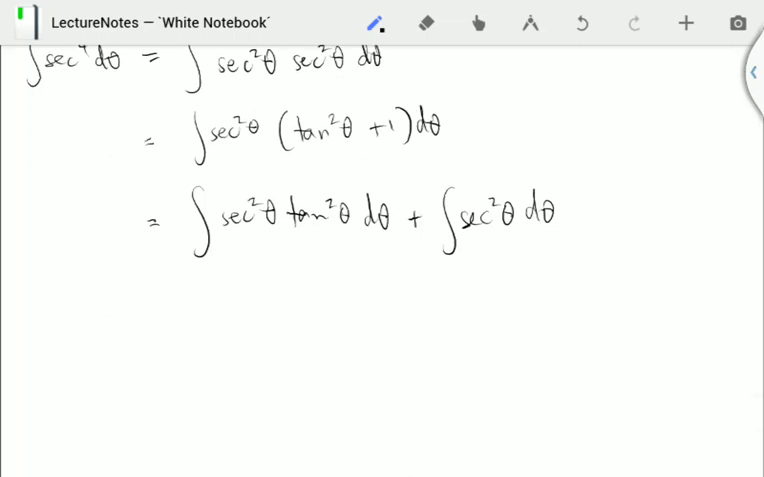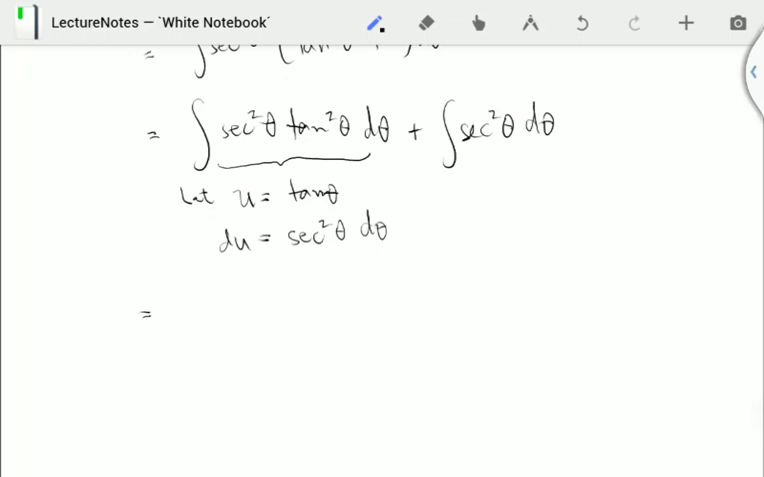So now, in order to evaluate this first integral, let's evaluate it using substitution. We let a variable u be equal to tan theta, and what that allows us to do is, if you get the derivative of that, du is equal to sec squared theta d theta, which is exactly right here in our integrand. So therefore the first term in terms of u now becomes the integral of u squared du. And of course the second term, like we said, is just tan theta.